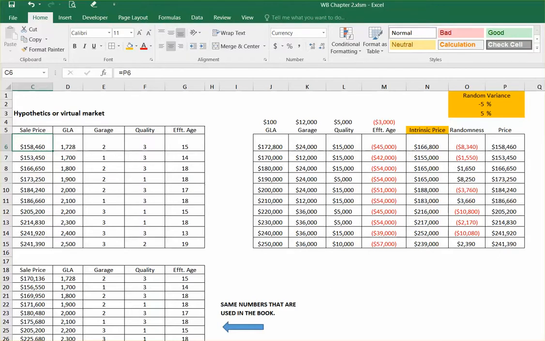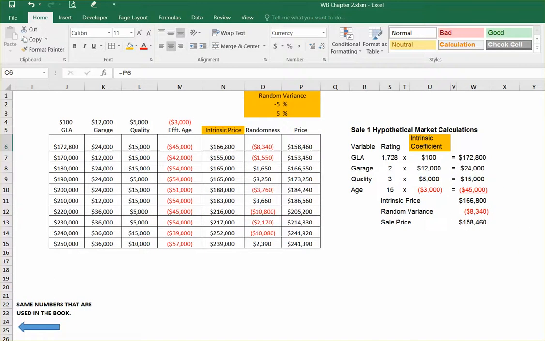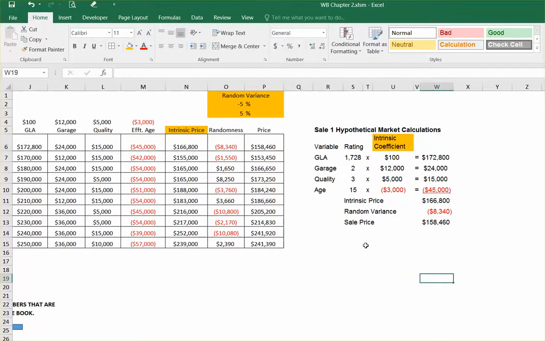Now let's go over one more time for some of you that may not be getting this. Let's just take sale 1. Now sale 1, gross living area was 1,728 square feet. And we multiplied that times 100. And what is this $100? It's our coefficient, it's the adjustment rate, you might say. It's the line item adjustment rate of $100 per square foot. And in this case, we call it a coefficient.